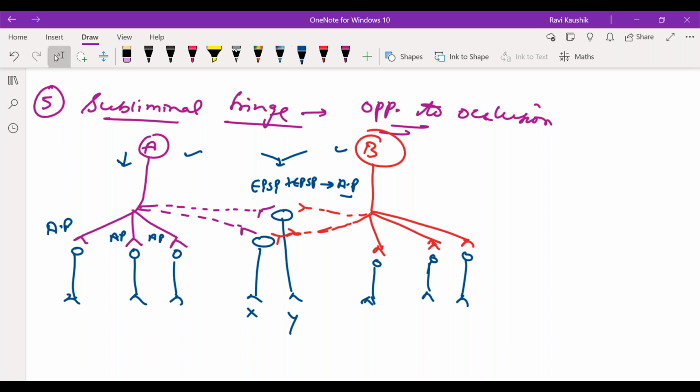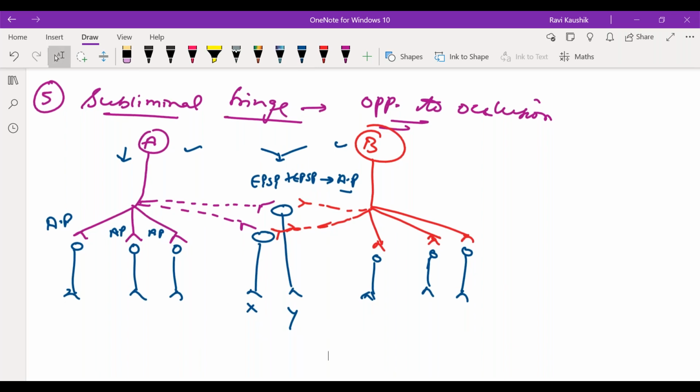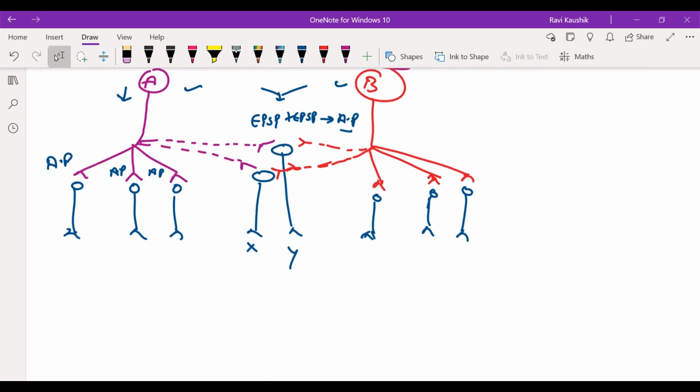Okay. So now mathematically, let us try to understand this. So this is the situation. Now what is happening? Let us say A is only discharged. If only A is discharged, how many neurons is it exciting? 1, 2, and 3. Okay. If only B is discharged, how many postsynaptic neurons are excited? Again, 3.